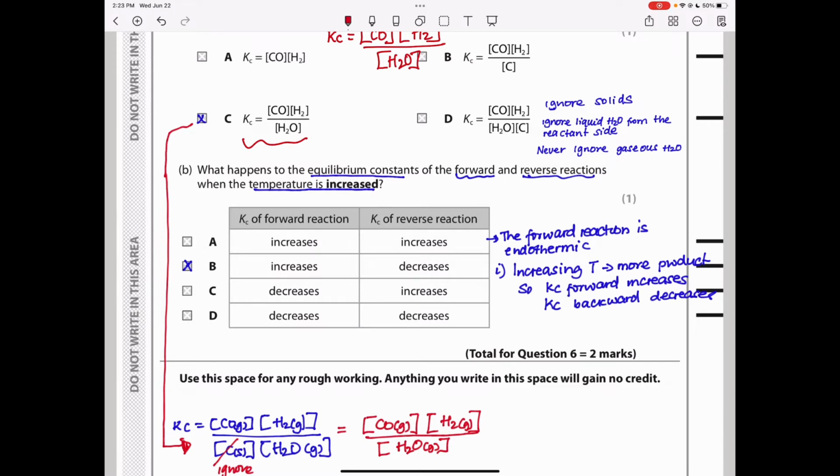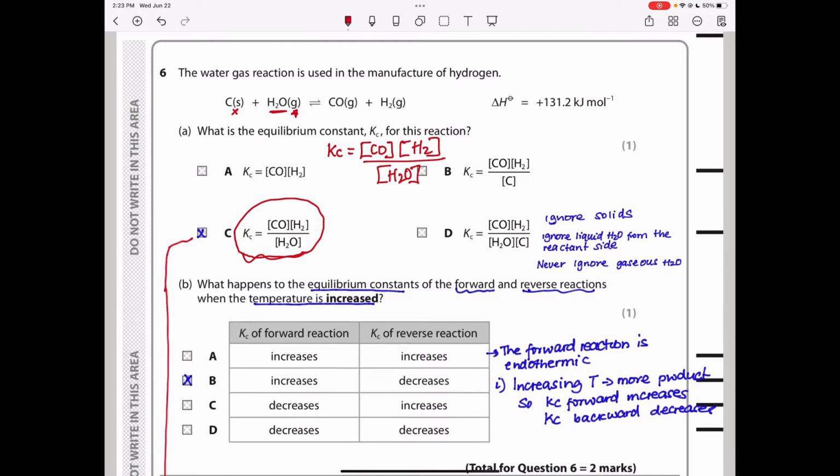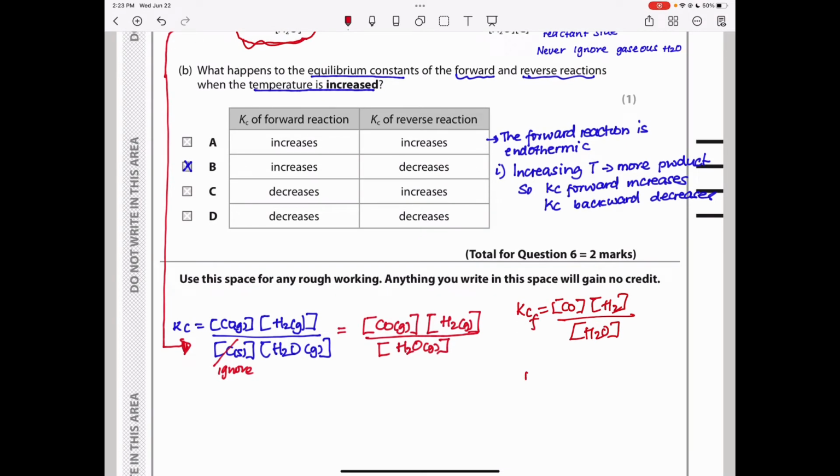Part B says, what happens to the equilibrium constant of the forward and reverse reactions when the temperature is increased? Again, let me take you back above here. This is the equation for Kc we have seen. So Kc forward, Kc reverse. Forward Kc is going to equal the concentration of carbon monoxide times hydrogen, divided by the concentration of water. However, Kc backward is going to be the concentration of water divided by the concentration of carbon monoxide times the concentration of hydrogen. Because when you are going backward, of course, the reactants are going to be carbon monoxide as well as hydrogen.